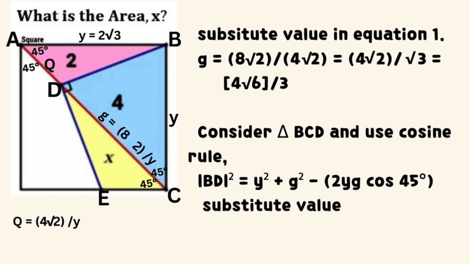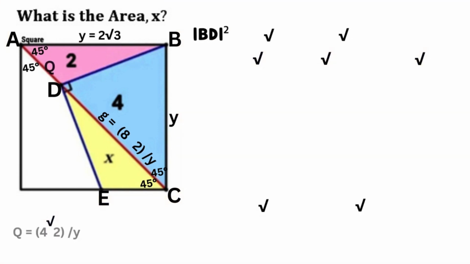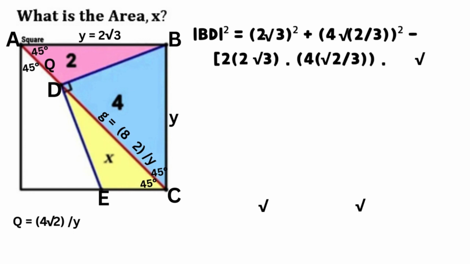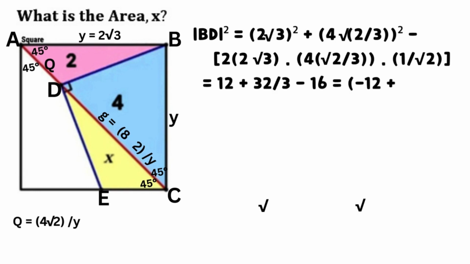Consider triangle BCD and use the cosine rule. We have that the square of line BD equals the sum of the square of Y and G minus the product of 2 and Y times G times cosine 45 degrees. Substitute values. Simplify to have that the square of line BD equals 20 divided by 3 as shown on the screen.